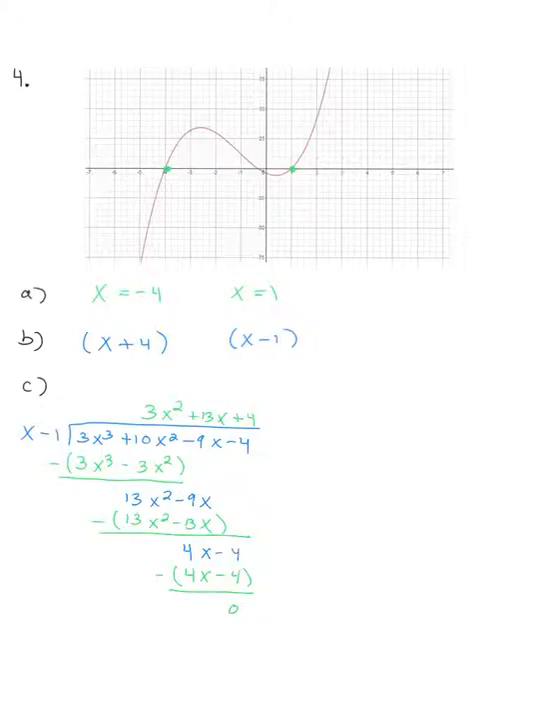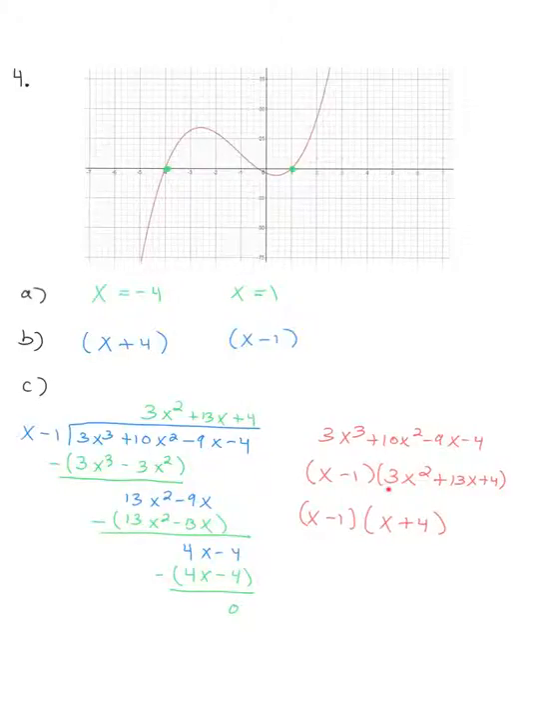This is perfect. I took my original polynomial, which was 3x cubed plus 10x squared minus 9x minus 4. I factored out x minus 1, and I had 3x squared plus 13x plus 4 left over. I now have to break apart this last polynomial. The x minus 1 is all set. I know x plus 4 has got to divide into this piece, and that would mean it's pretty easy to guess that the answer is, well, it's got to be a 3x, and it's got to be a plus 1. This must be the factorization of the polynomial that we start with.